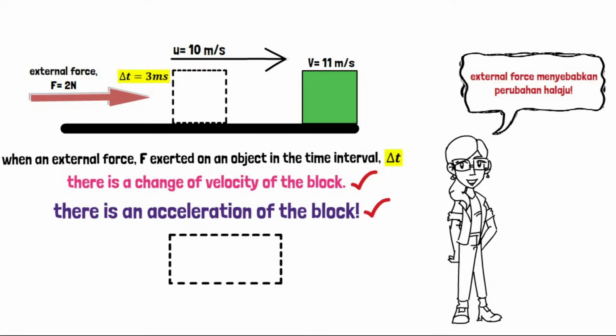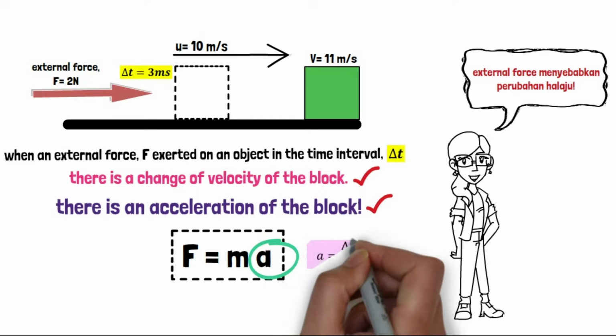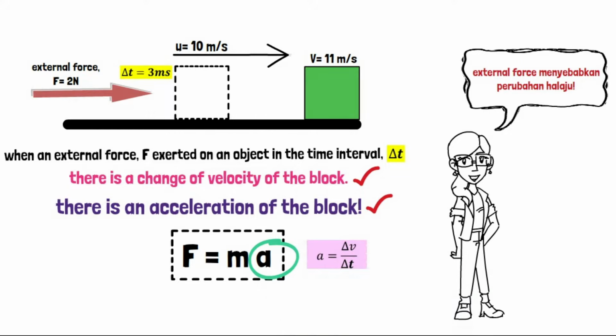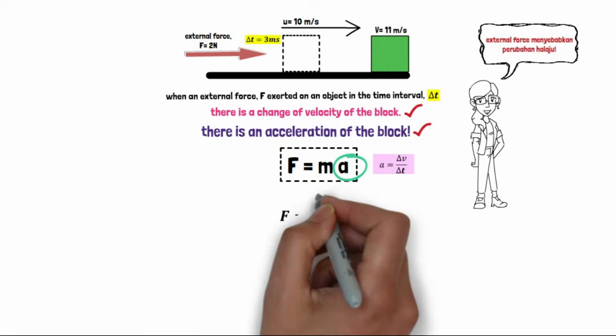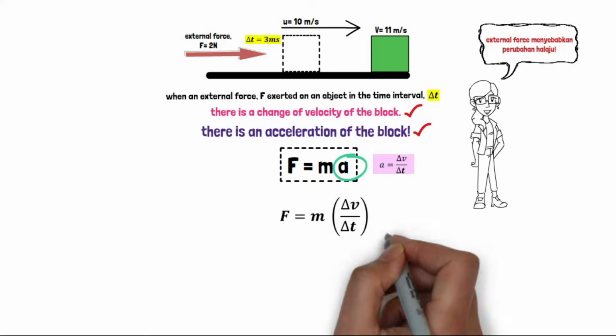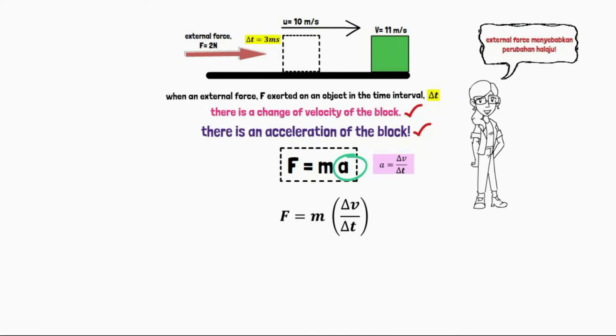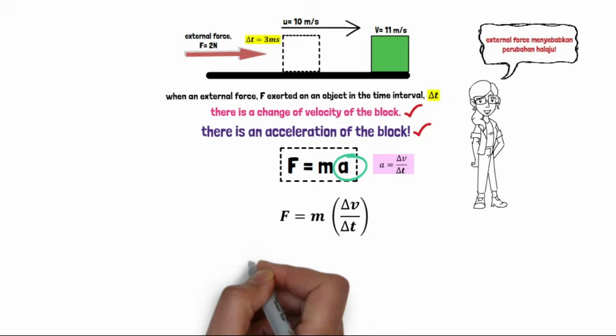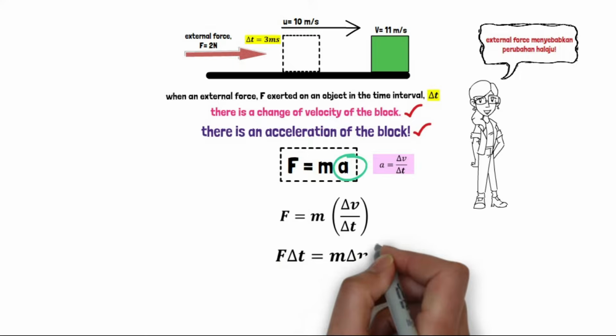since F is equal to ma, based on this equation, we know that acceleration is the rate change of velocity, a equal to delta V over delta T. So let's substitute in this equation. Therefore, we can get F is equal to m delta V over delta T. And then let's change the position of the delta T from the right side to the left side.